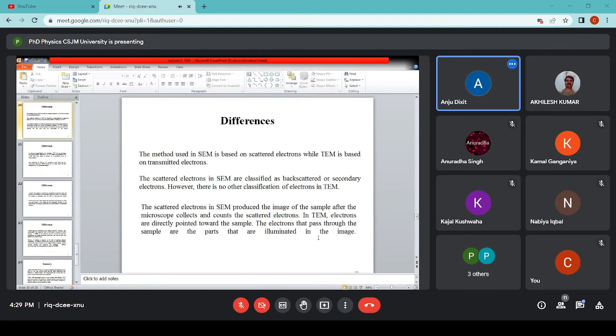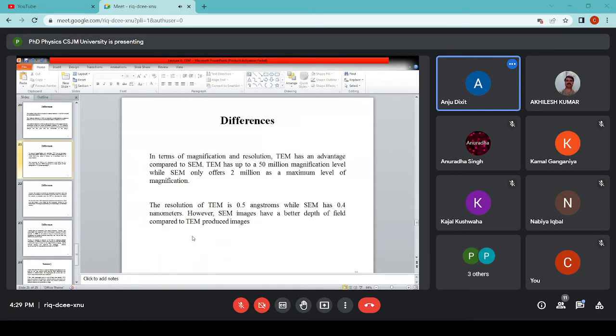लेकिन TEM के केस में जो इलेक्ट्रॉन्स हैं वो डायरेक्ट सैंपल की तरफ जा रहे हैं और सैंपल में पास हो रहे हैं, जिससे कि इमेज का फॉर्मेशन हो रहा है. So that is why they are more magnified, they are having more resolution. Further, in terms of magnification and resolution, TEM has an advantage compared to SEM. TEM has up to 50 million magnification level, while SEM only offers 2 million as a maximum level of magnification. So this is the difference in terms of magnification.